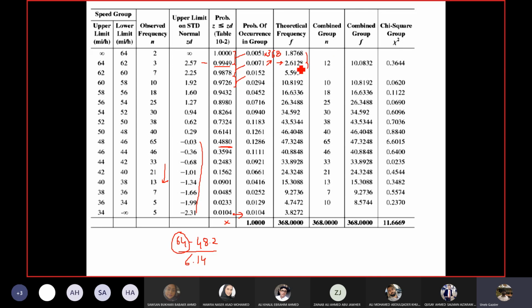Since you are merging the groups, you have to merge the n values as well. So you see, I have to merge the first 3 groups to get the final value more than 5, and this is the final value for f. And for the same 3 groups, I will merge their n values as well. So this is 2 and 3 and 7. You merge them together, you get 12. So this is a merged n value.